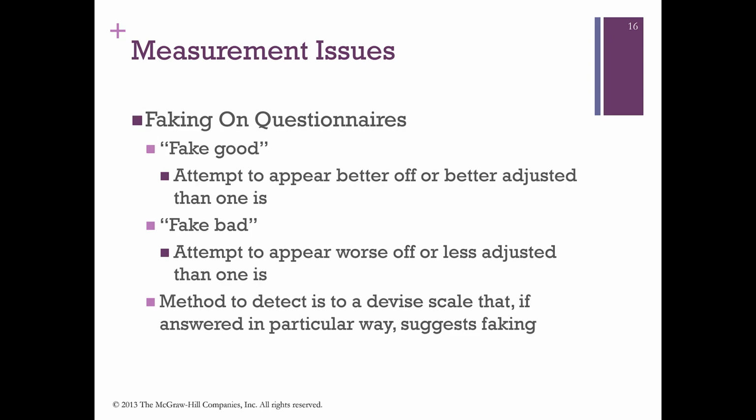The second measurement issue is faking, where you distort the answers on a questionnaire. You can fake good, attempting to appear better off or better adjusted than one is, or fake bad, attempting to appear worse off or less adjusted than one is. Researchers have come up with scales that can help catch faking.